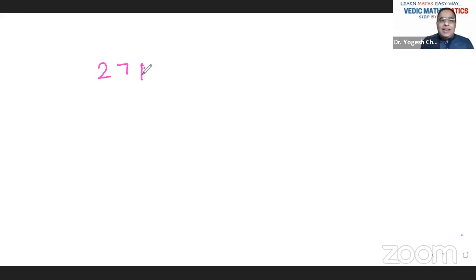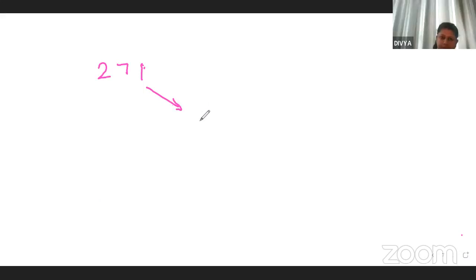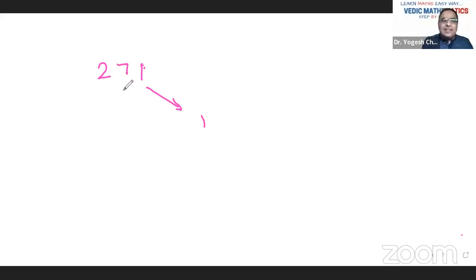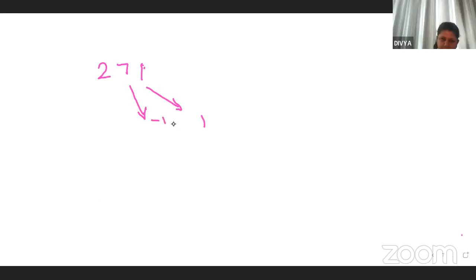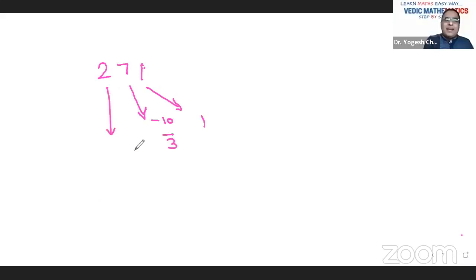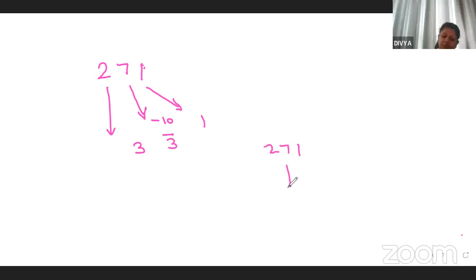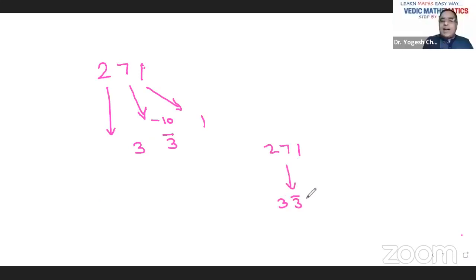Now, how will we do? First, can we apply R1 here? Because this number is already smaller, no. So leave it as it is and move to the next place. Now 7 is more than 5, so we subtract 10 from it and it becomes 3 bar. And again applying the same, it becomes 3 bar. So that means 271 is 3 bar 1.